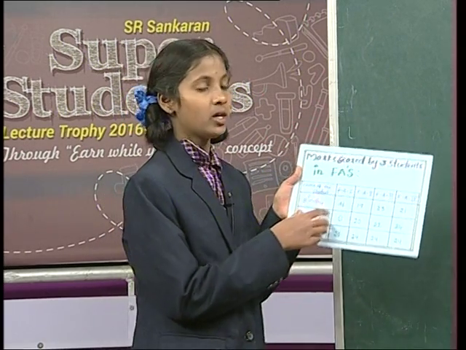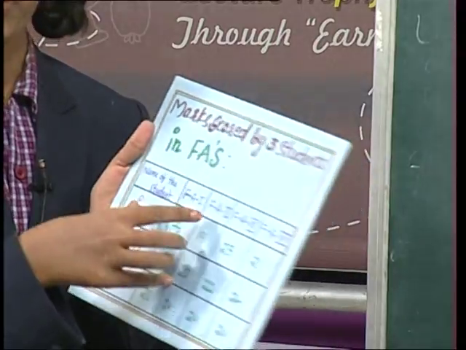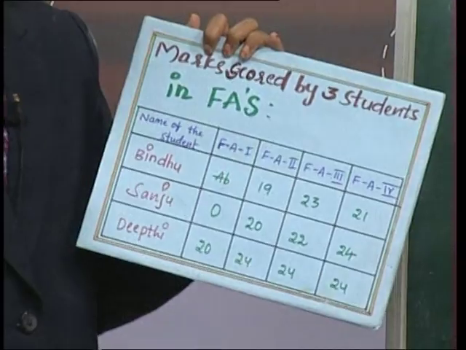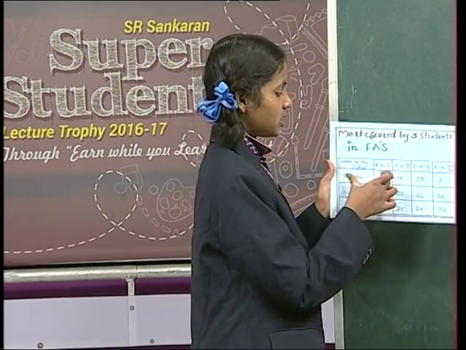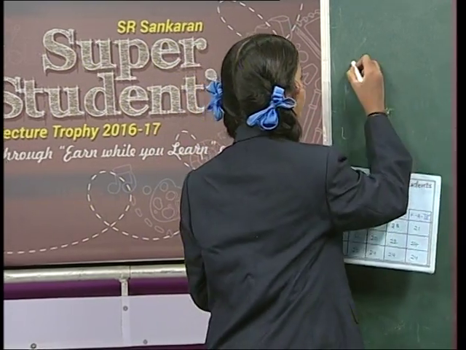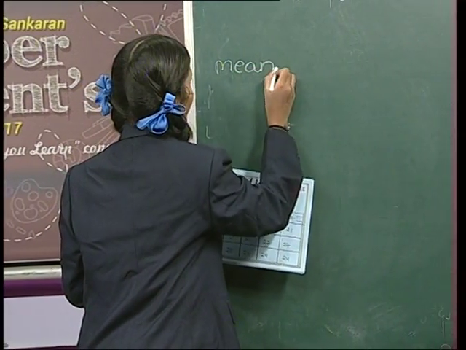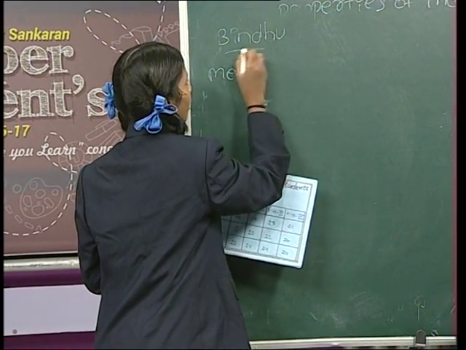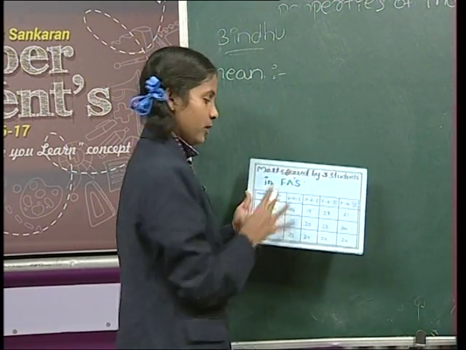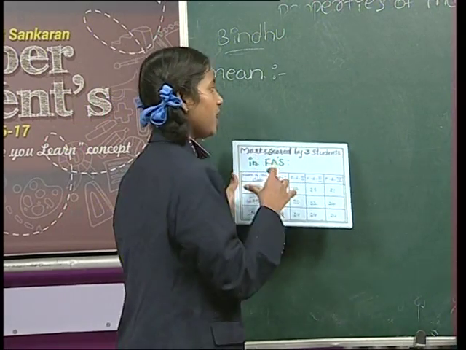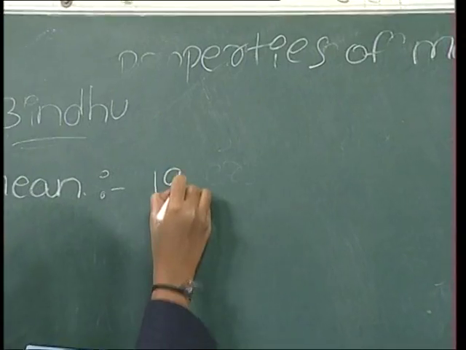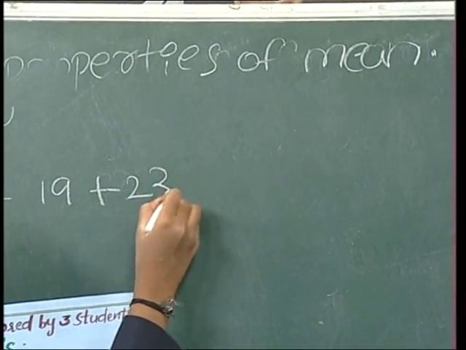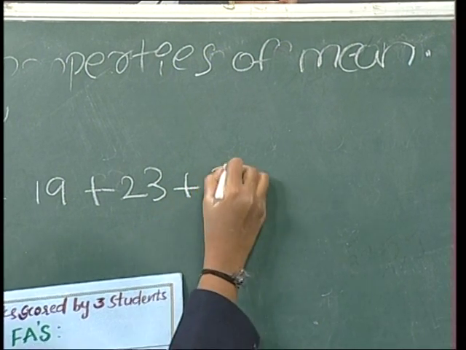Okay, let us find out the mean for Bindu's marks. As a definition of mean, sum of all observations by number of observations. So first we have to sum all these marks of Bindu. The marks of Bindu are 19 plus 23 plus 21.